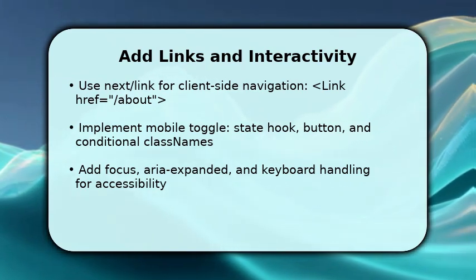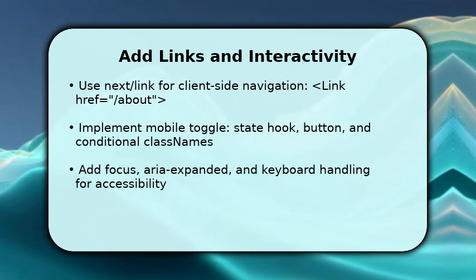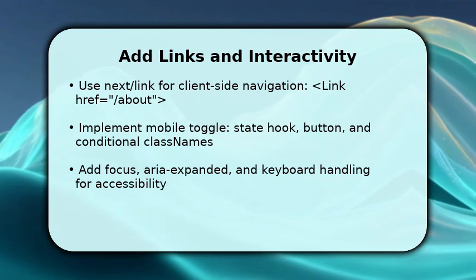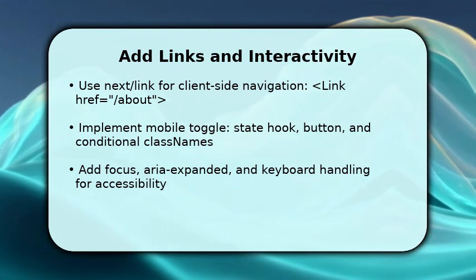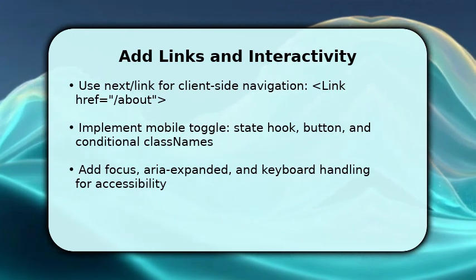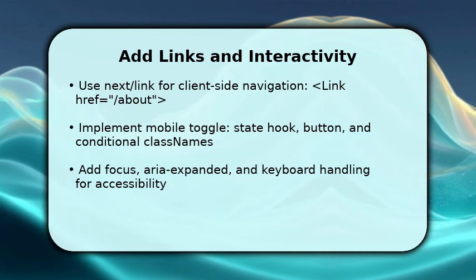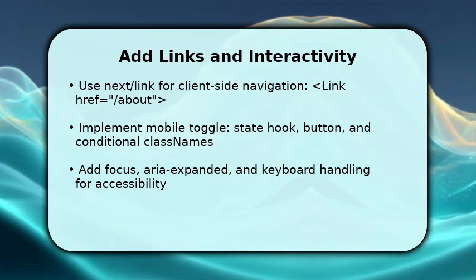For mobile, add a useState toggle and a button to switch classes. Once toggled, animate the menu with CSS transitions. Also wire keyboard handlers and ARIA attributes so screen readers and keyboard users can open, close, and focus links. These choices improve UX and prevent common accessibility failures.